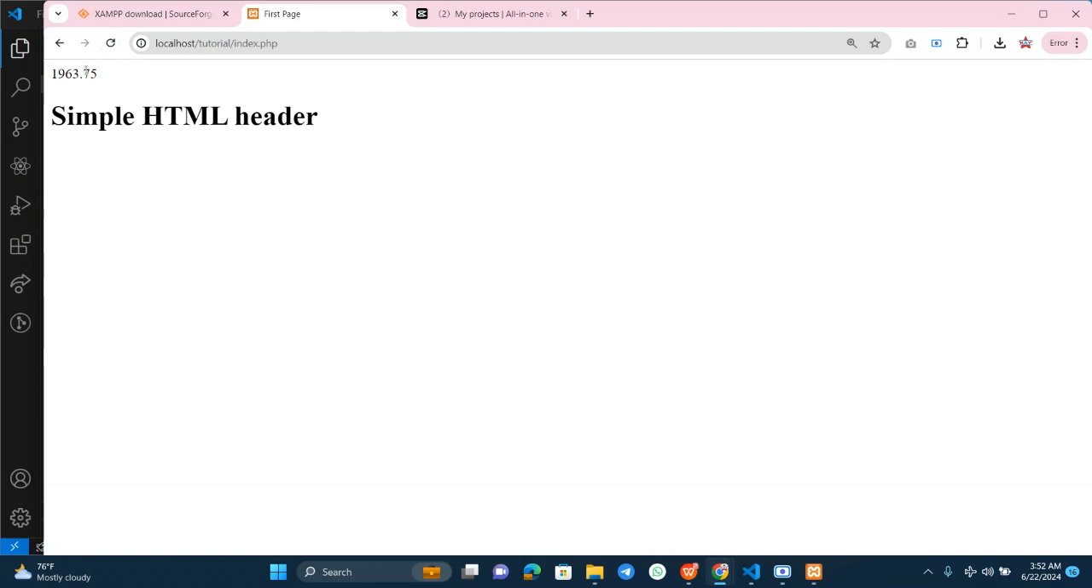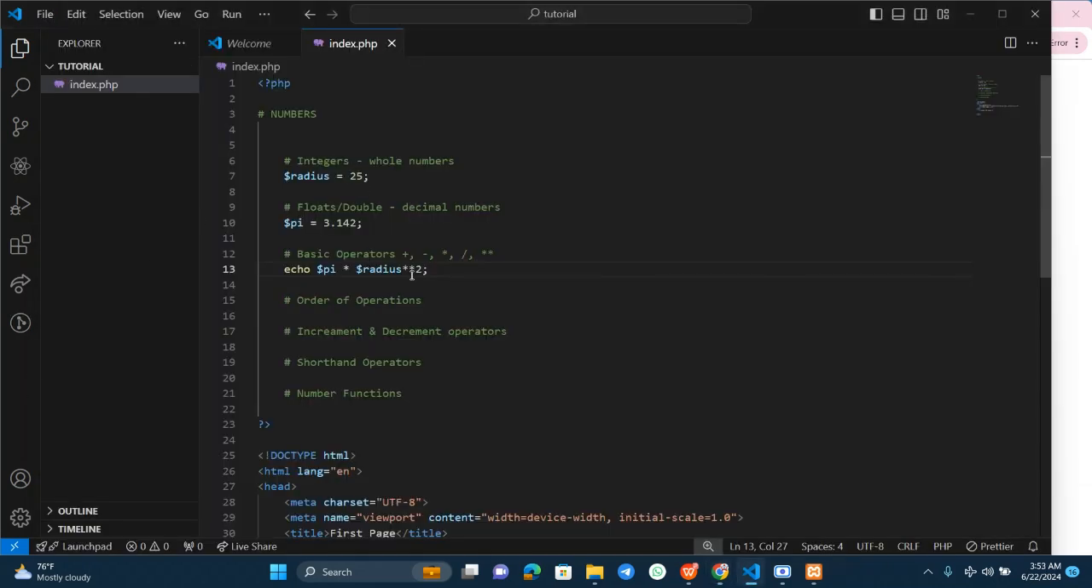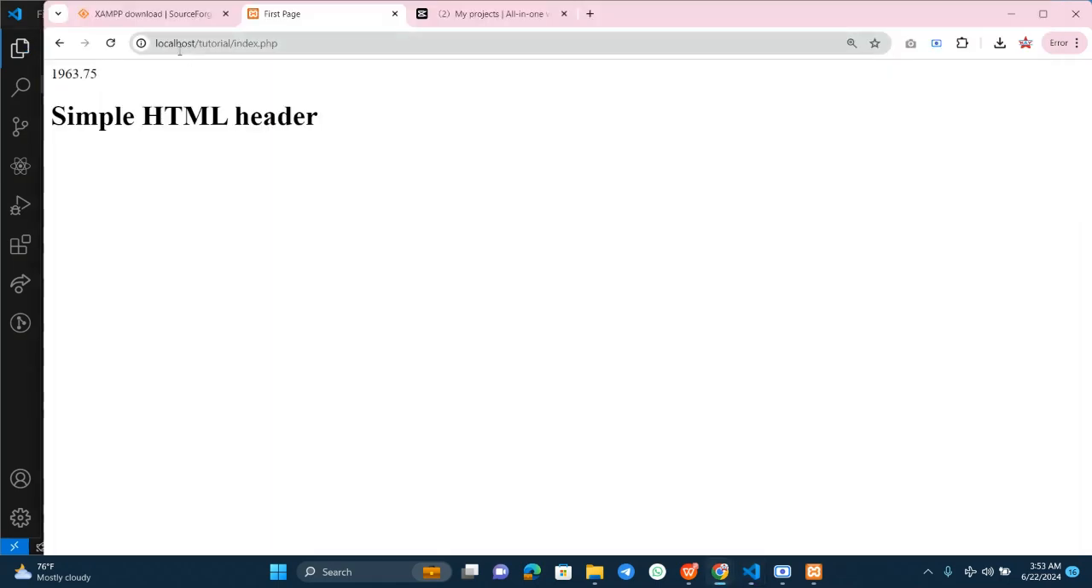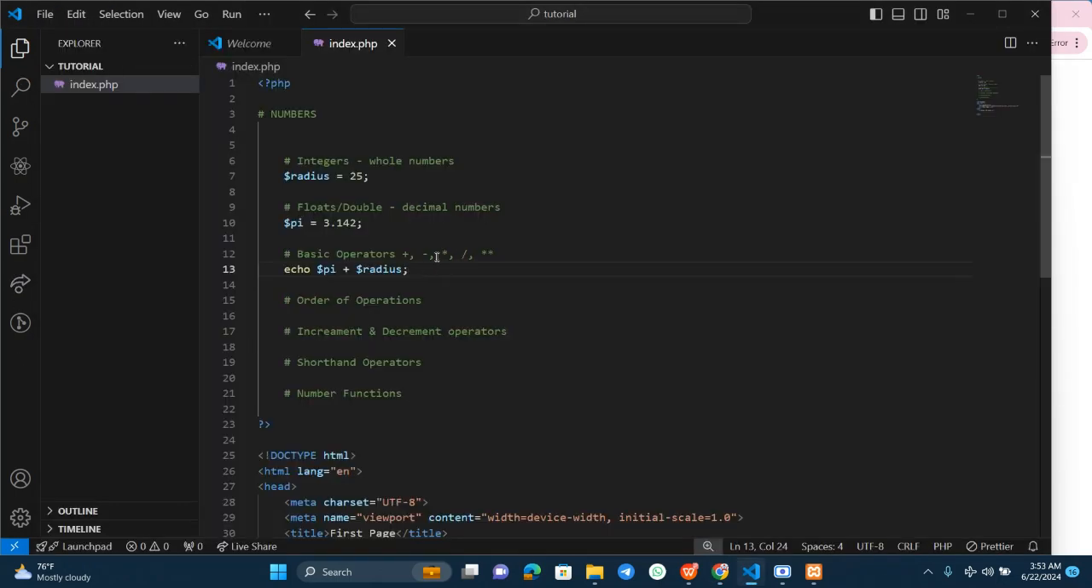If it's correct, you can try it on your calculator. You realize that if my radius is 25, then the area of that circle should be the answer that we got. So that's basic operators. You can do addition, you can do subtraction. Let me try one more. Let me say we are adding this to 25 plus 3, you have 28.142. Yes, 28.142, exactly what we have here. So that's all about basic operators.